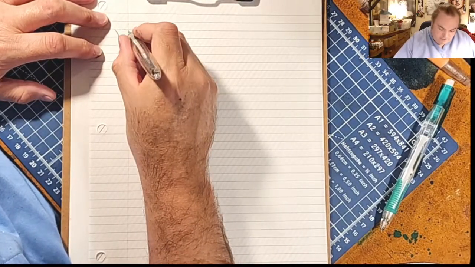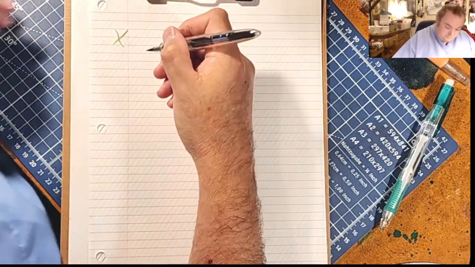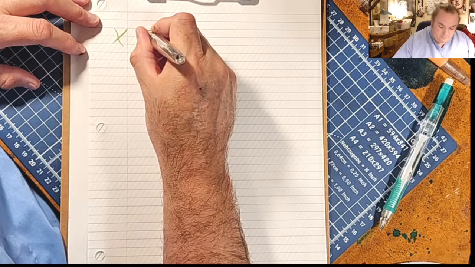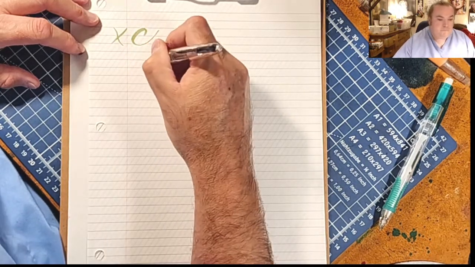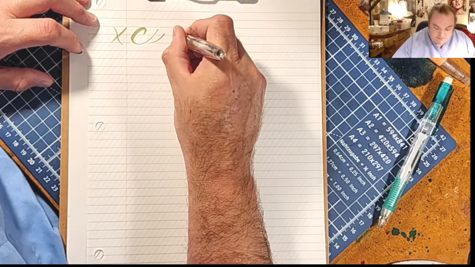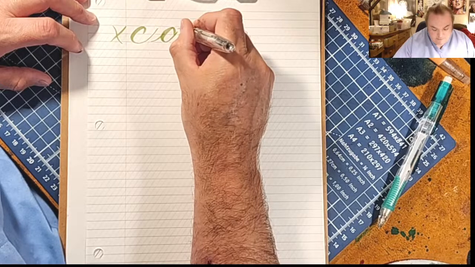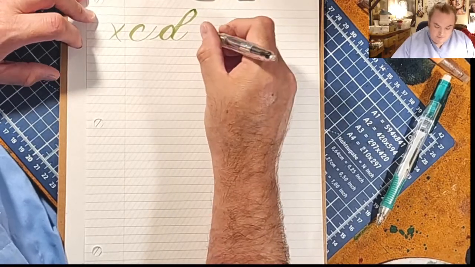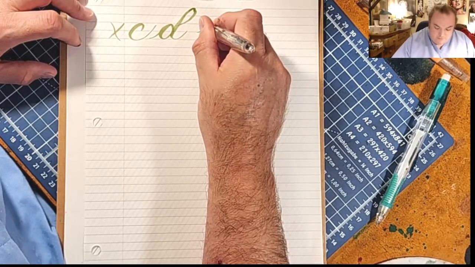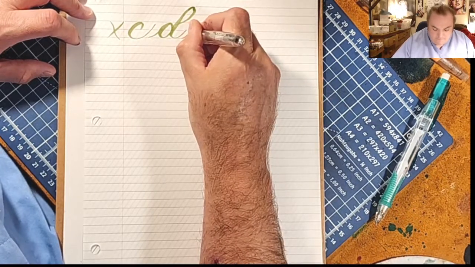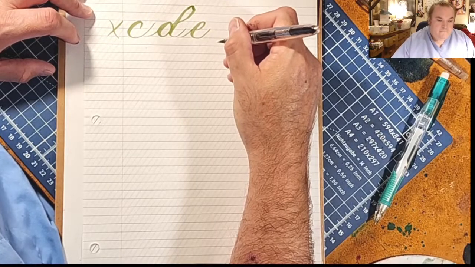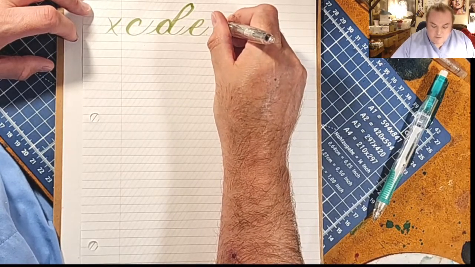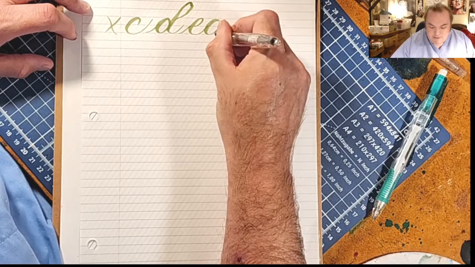Drop two down, mark out for X height. If we do a modified oval, we have a C and a D, ascending stem loop, another modified oval, we have an E, we have upstroke into an oval and a descending stem loop, we have a G.